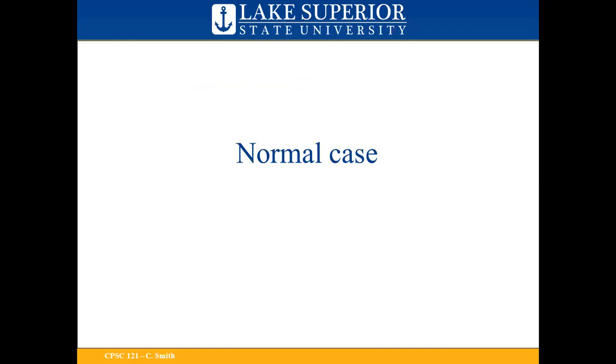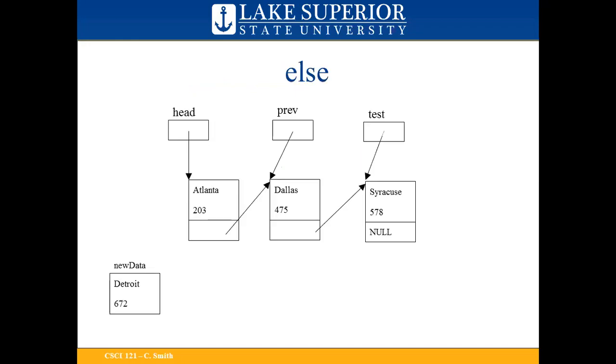So the normal case, this is just an else, okay? So we had if test is equal to null, else if previous is equal to null, else, now we're in the normal case. So we've got our new data, Detroit. The while loop has kicked us out where test is pointed to Syracuse and previous is pointed to Dallas. And sure enough, Detroit goes right in between those two.